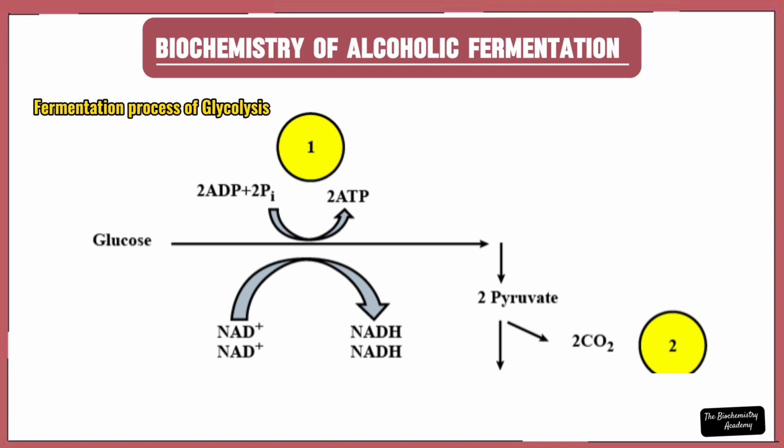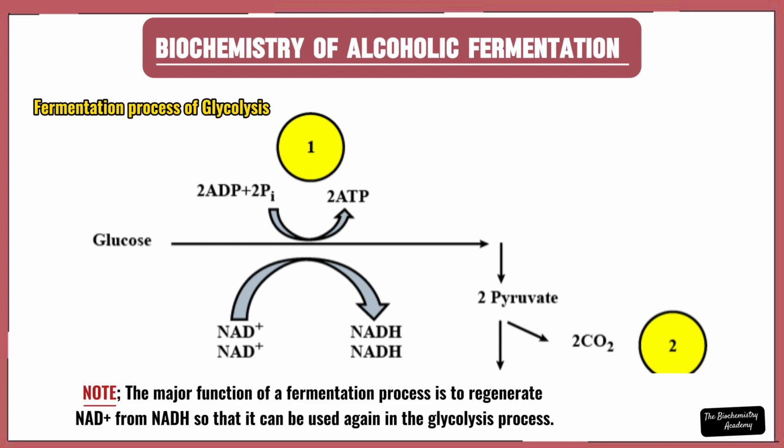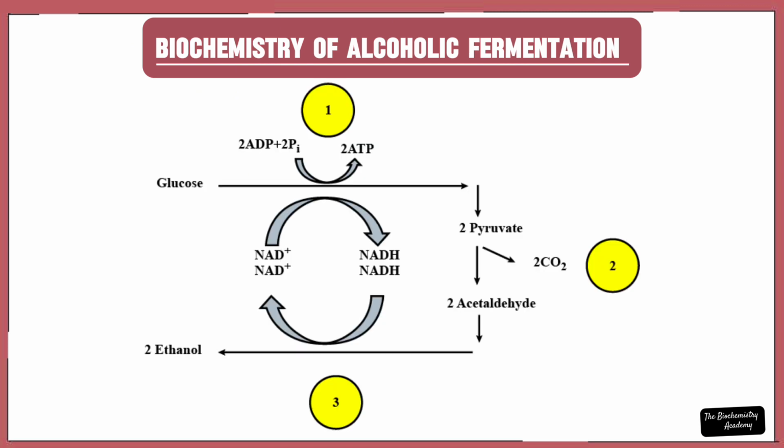But there is no electron transport chain in the fermentation process. But we have to regenerate the NAD+ somehow, because NAD+ is needed after all for glycolysis to continue. And that is why the major function of the fermentation process is to regenerate NAD+ from NADH so that it can be used again in the glycolysis process. Fermentation adds another little step at the end of glycolysis to regenerate the NAD+.